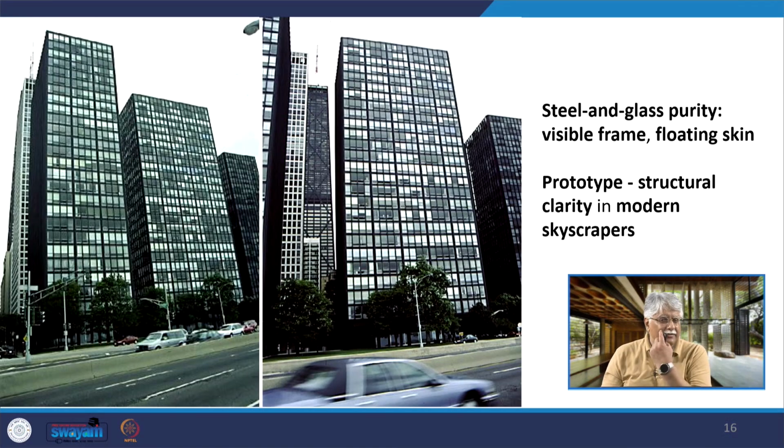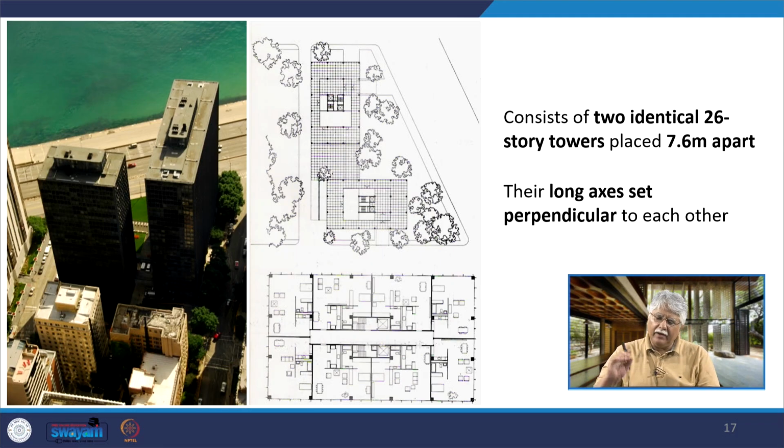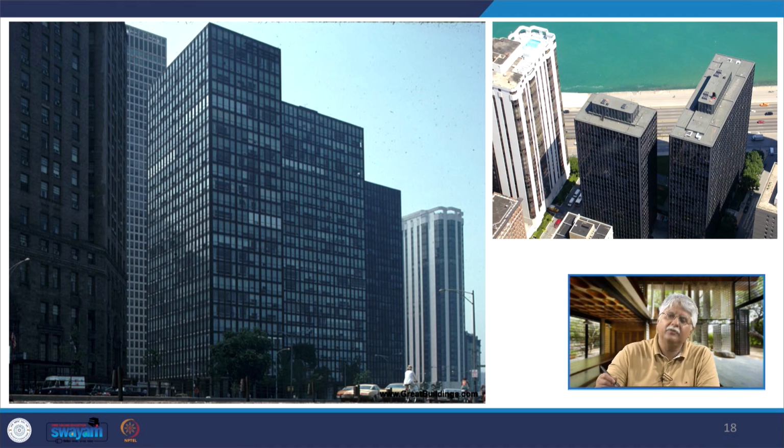It was glass and steel purity in this building, a visible frame, a floating skin, a prototype having structural clarity that is to be seen in a modern skyscraper. And how he brought it, we will look at that. Now it consisted of two identical 26-story towers that were placed 7.6 meters apart from each other, and their longer axis, they were perpendicular to each other. This is how the two buildings were placed.